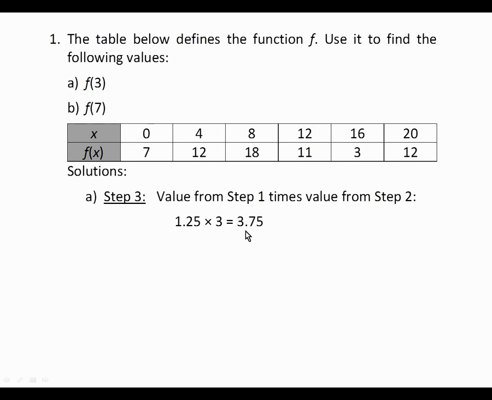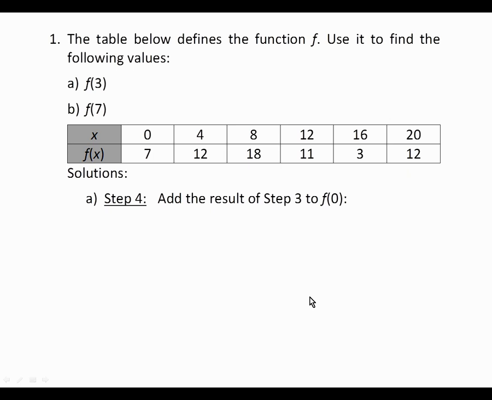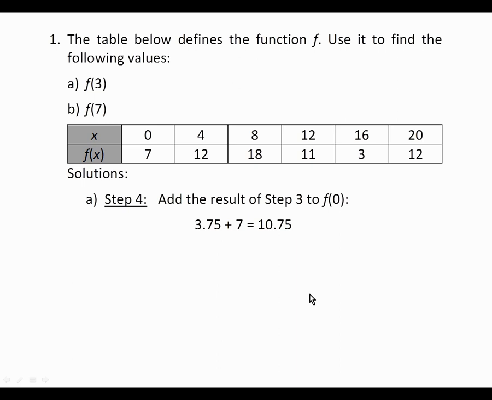Then step 4, I'm going to add this result to the lower functional value. So it's like I need to come up that much to find f of 3. So step 4, add the result of step 3 to f of 0. So 7 plus 3.75, I get 10.75. That's f of 3. So f of 3 is 10.75.